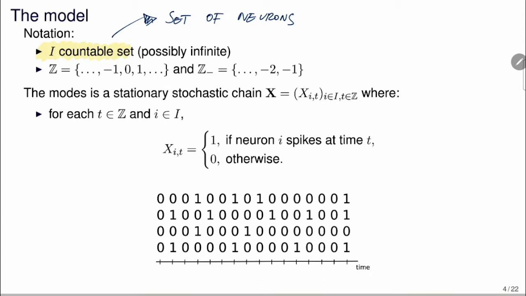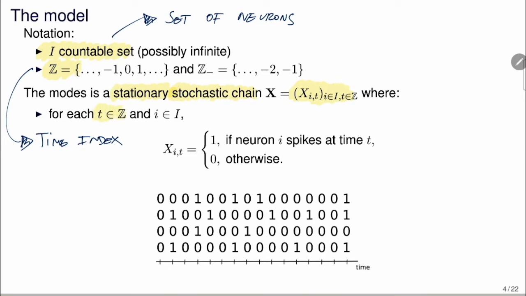The network of neurons will be described in discrete time, and the time index will be the set of integers Z. And the activity of the network is going to be described by a collection of random variables X_i,t, where i is in the set capital I and t is in the set of integers. And in probability theory, we call such a collection a stochastic process or stochastic chain. And we will assume that this stochastic chain is stationary.